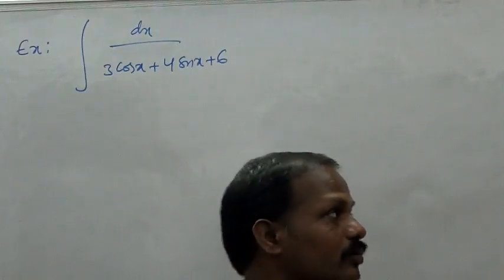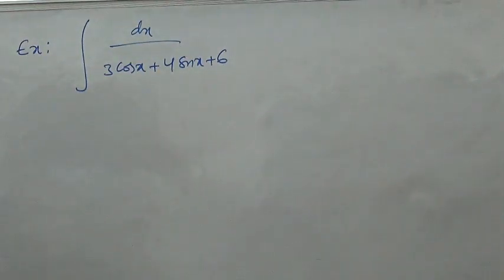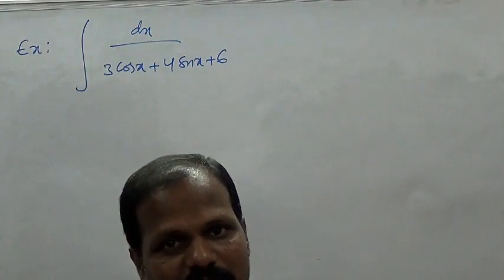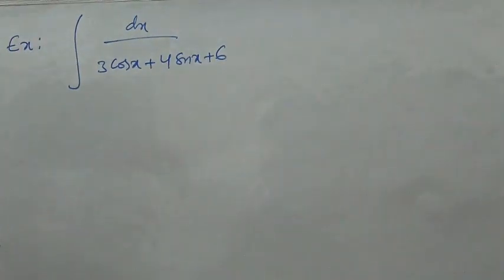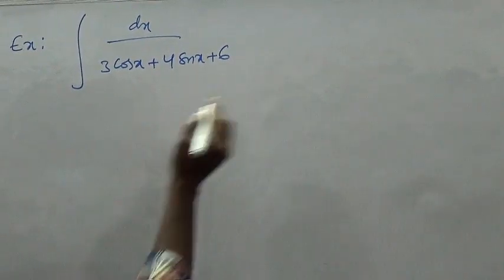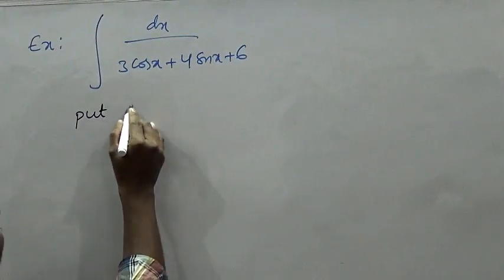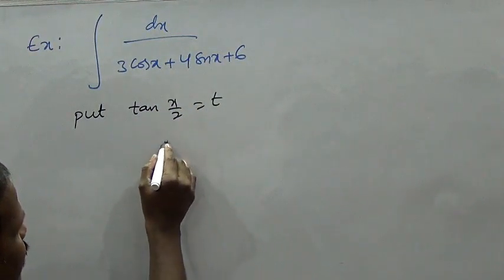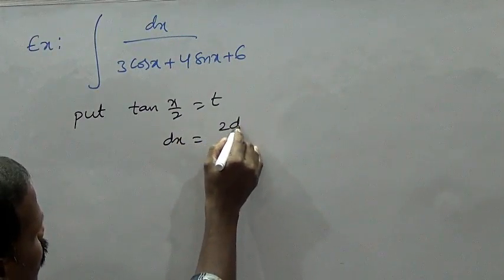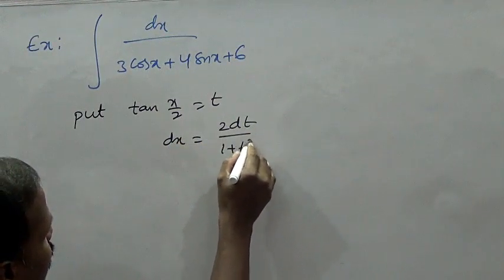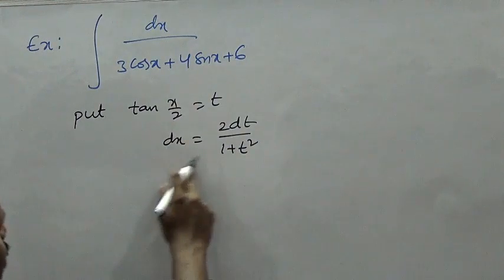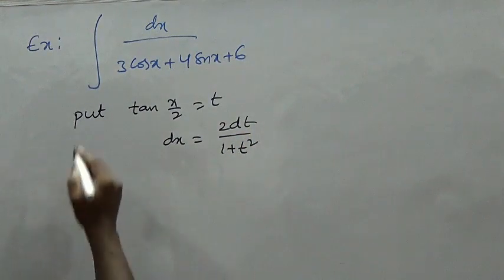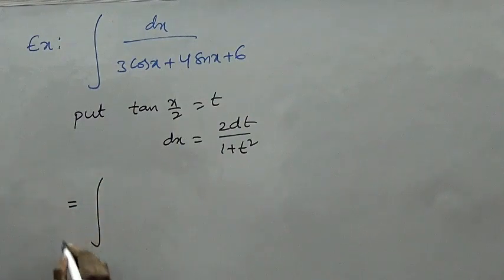Okay, so now take an example: integral dx by 3 cos x plus 4 sin x plus 6. So this is of the form integral 1 by a cos x plus b sin x dx. Okay? Now what do you have to consider here? Put tan x by 2 equal to t. Then what about dx? In this case dx equal to 2 dt by 1 plus t square. I already explained. Now the problem becomes integral.